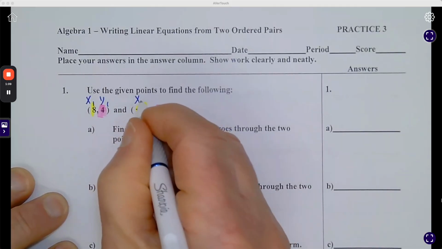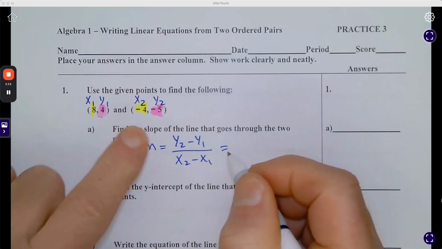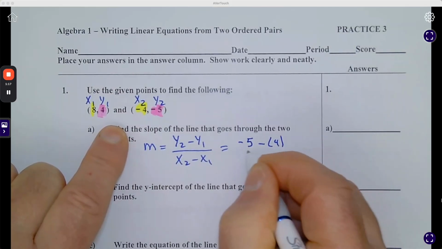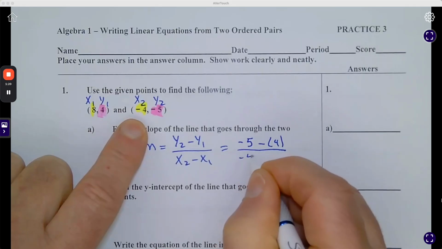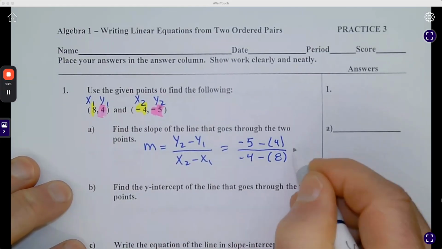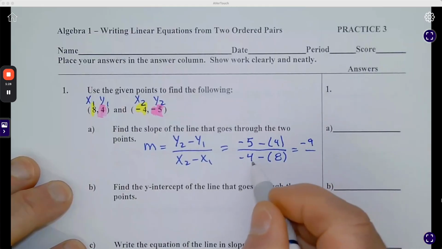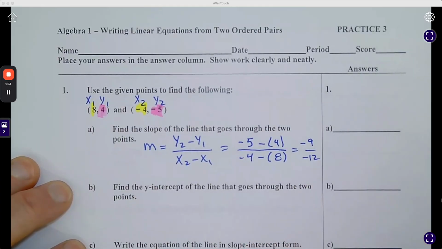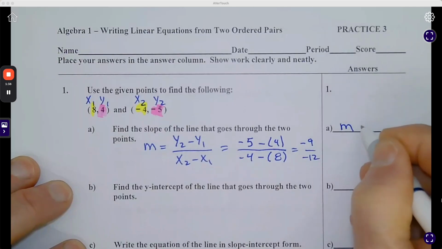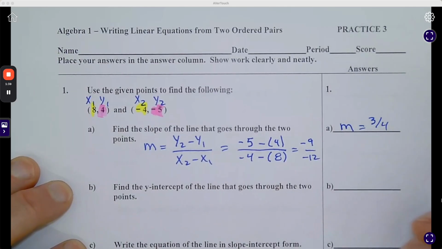So we have to differentiate between the y's: x1, y1, x2, y2. So y2 is negative 5, and y1 is 4. x2 is negative 4, minus 8. So negative 5 minus 4, that's negative 9. And negative 4 minus 8, that's negative 12. A negative divided by a negative is a positive, and 9 over 12 reduces to 3/4. So make sure you reduce those fractions, please. Let your calculator do the walking if you don't know how to do that mentally.